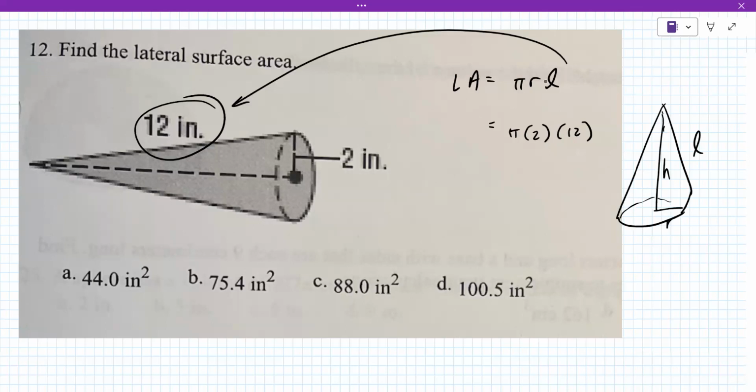Where did I? Oh, 12. I got 2. You have an answer for that one? 75.4. You got it. Good.